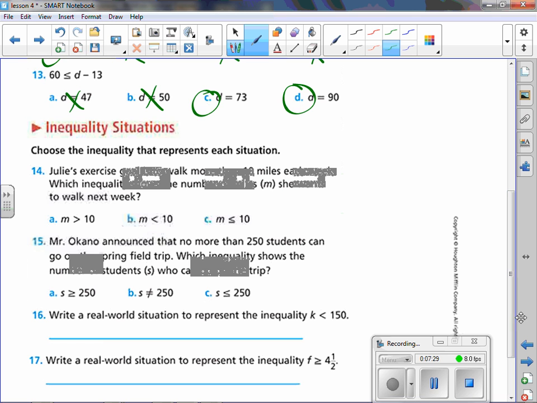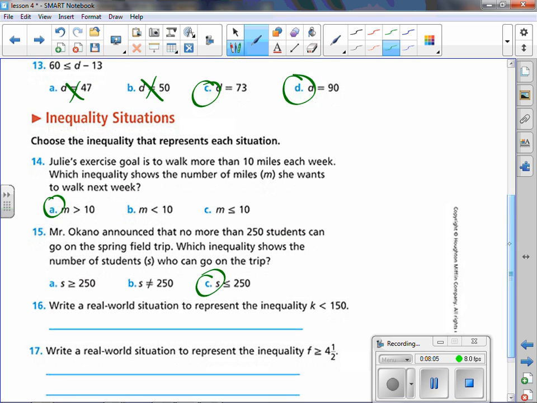So let's choose the inequality that best represents the situation. Julia's exercise goal is to walk more than 10 miles each week. Which inequality shows the number of miles she wants to walk next week? She wants to walk more than 10 miles. So more than 10 is A. That's the only one that says M is more. Mr. Alcono announced that no more than 250 students can go on the spring field trip. Which inequality shows the number of students who can go on the field trip? It has to be less than or equal to 250. C, less than or equal to 250.